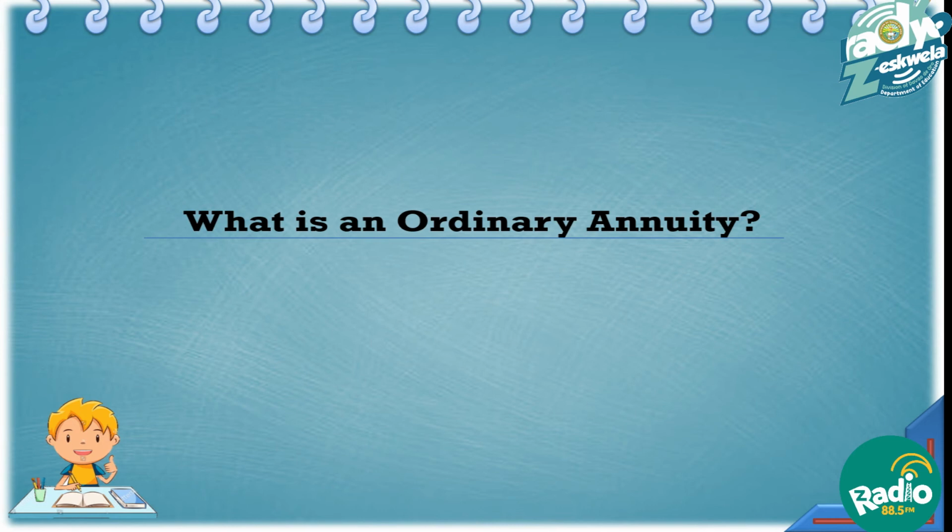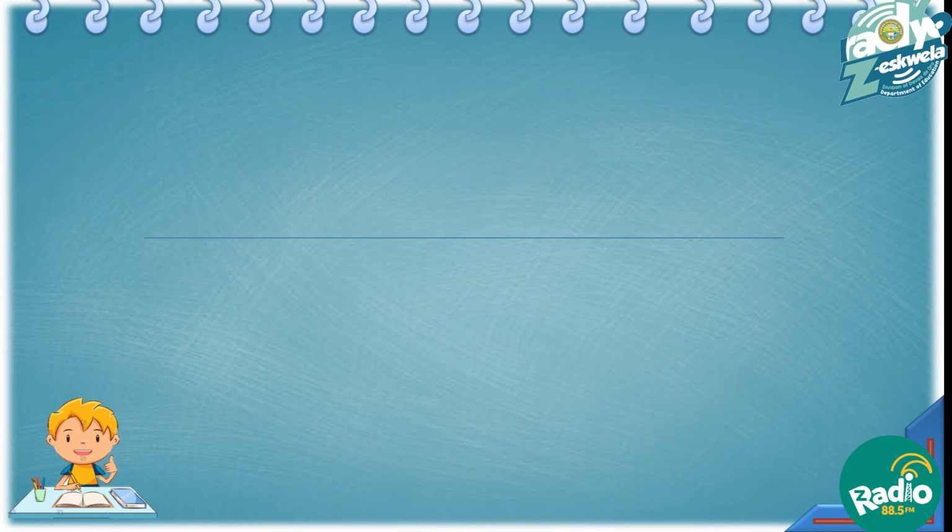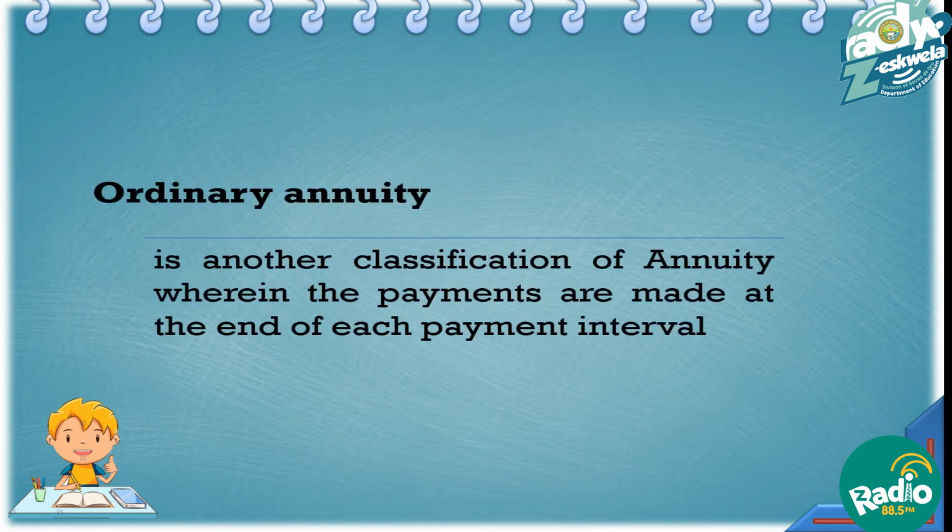What is an ordinary annuity? Ordinary annuity is another classification of annuity wherein the payments are made at the end of each payment interval.